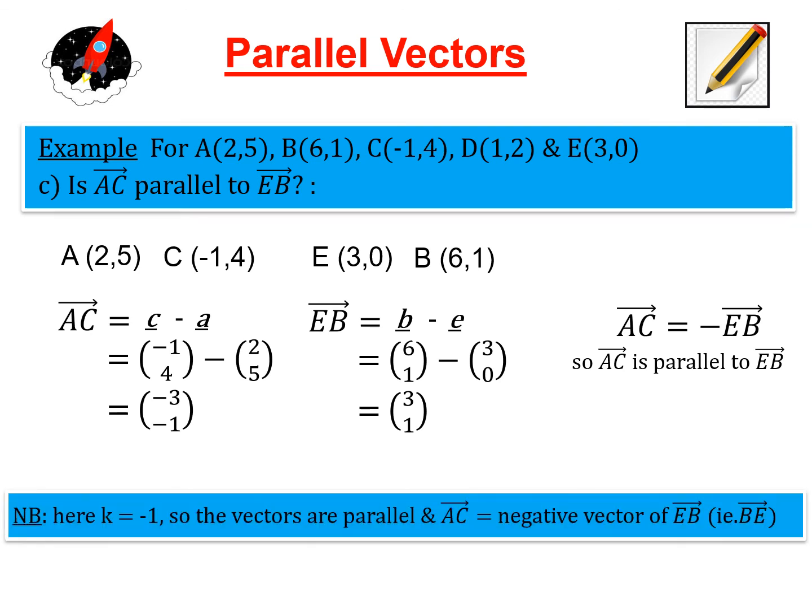So just to clarify that, here we can see the value of K is negative 1. So the vectors are parallel, and all it's saying is AC is the negative vector of EB. Remember, the negative vector of EB is actually vector BE then. Okay, let's have a go at you trying some questions.